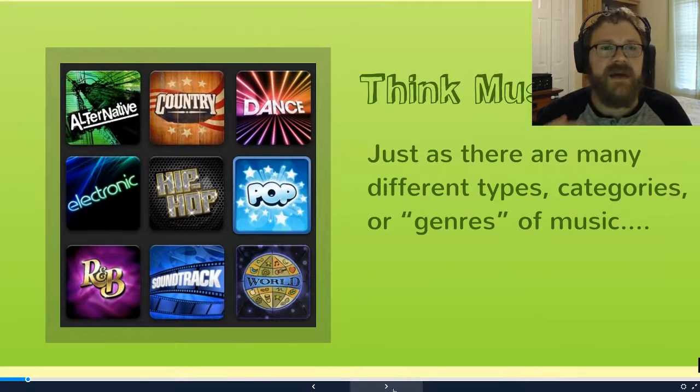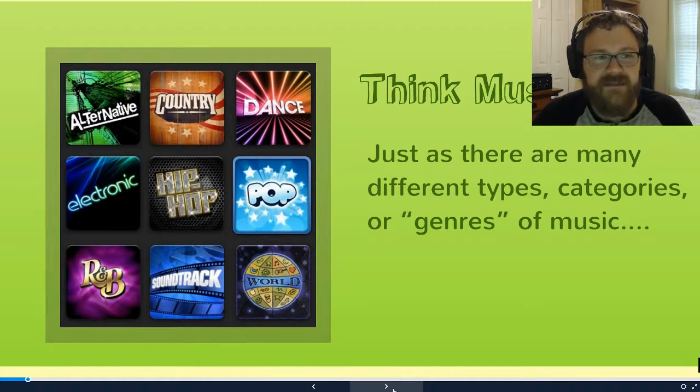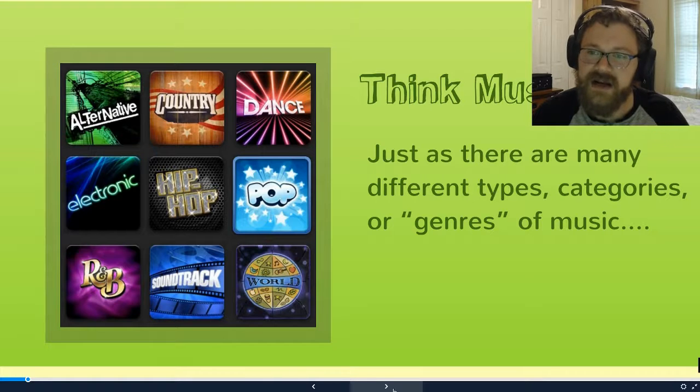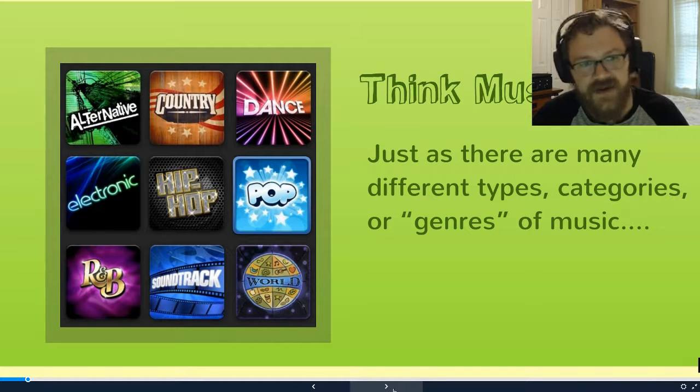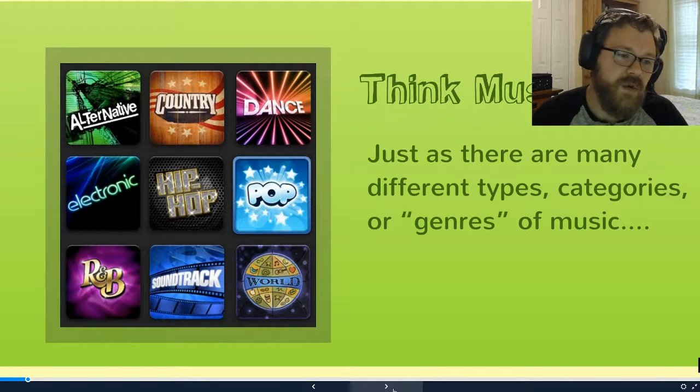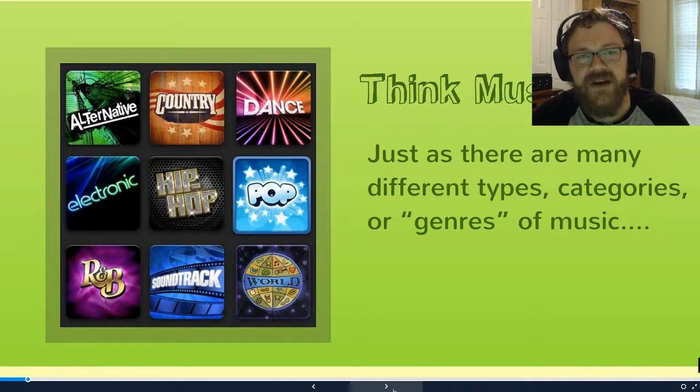I think one of the best ways to get your head around what genre is, is to think about it in terms of music, right? A lot of the time, the types of music that people like is a little bit polarized, meaning that oftentimes people will like one genre of music but not another genre. Think about some of the different genres that exist for music: alternative, country, dance, electronic, hip hop, pop, world, different kinds of soundtracks, R&B, etc. So there are a lot of different categories.